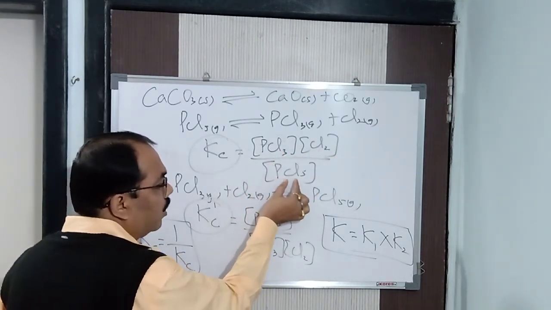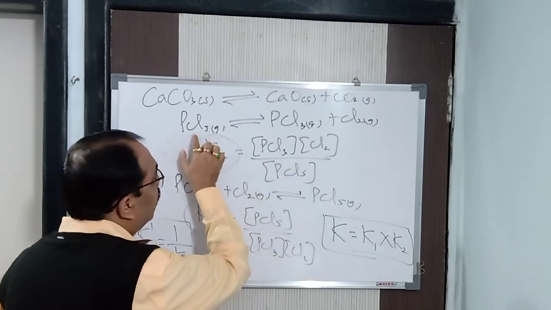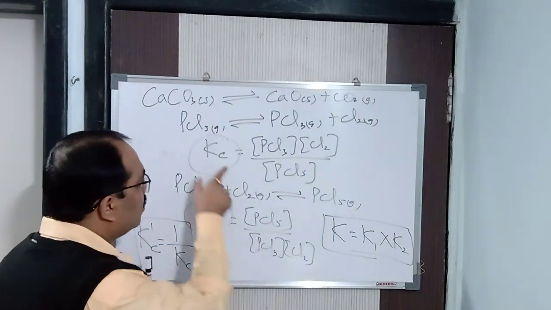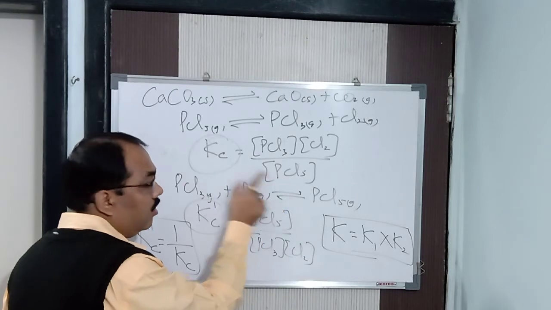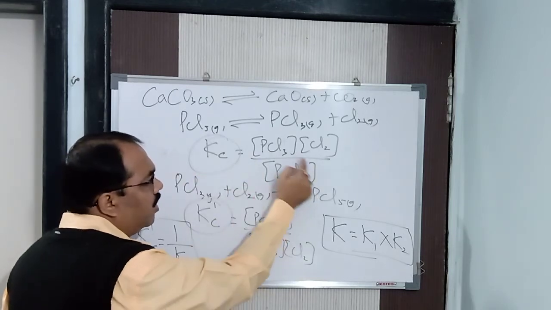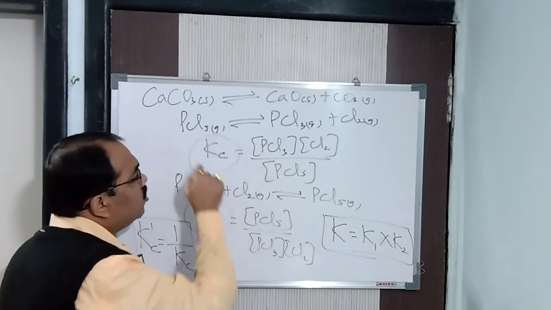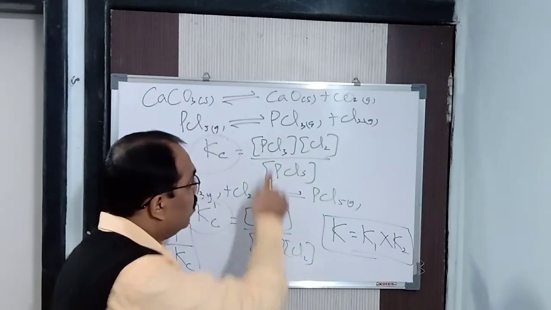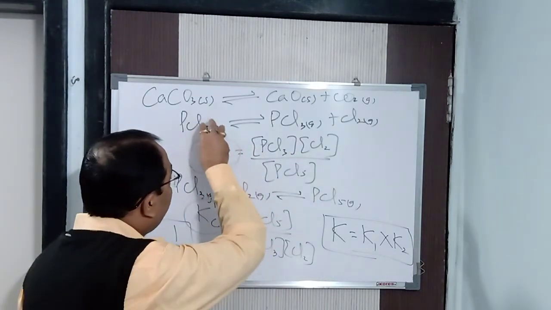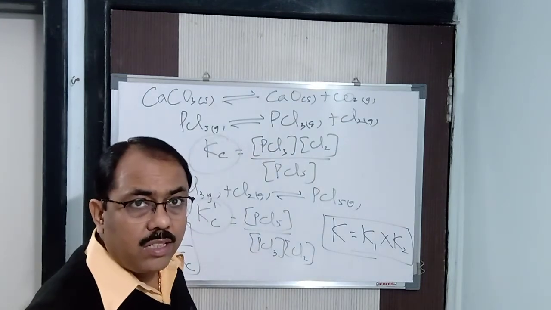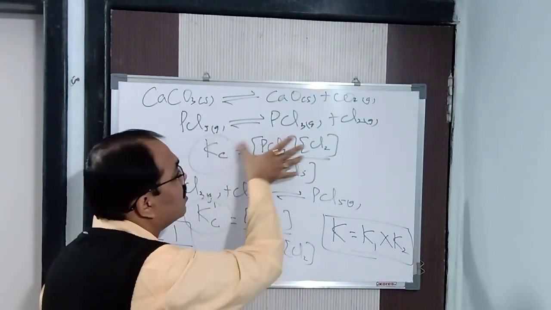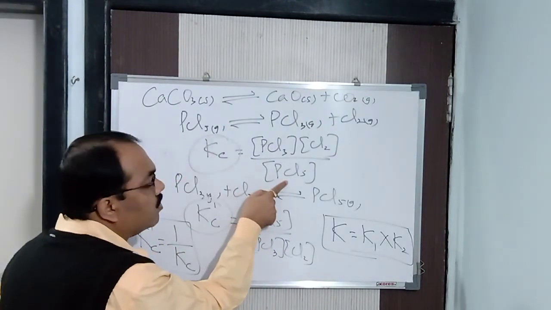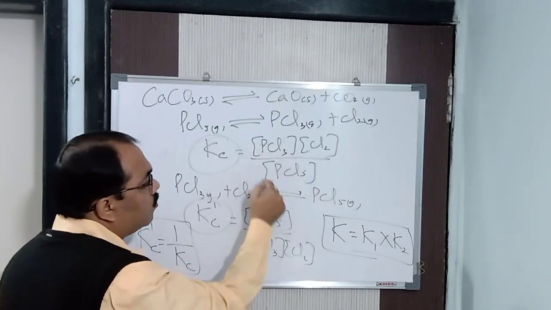So when the concentration of the reactant is smaller, the reaction has proceeded far towards completion. If this is big, this has to be small. This is a reactant. So if the reactant is used up almost completely, then only this will be smaller and this will be bigger. If the reactant is used up, then the product will be formed. If the concentration of the reactant is decreasing, the concentration of the product will increase automatically.